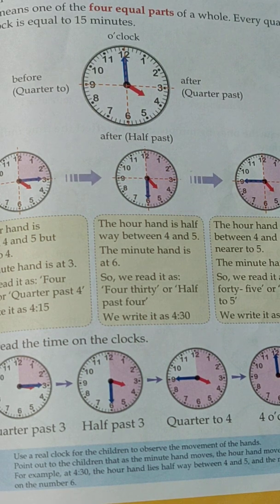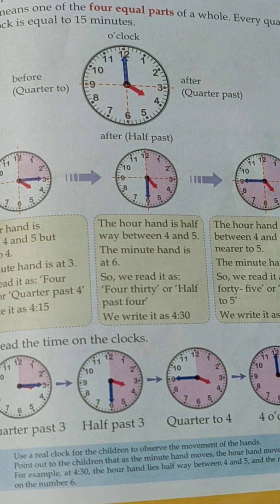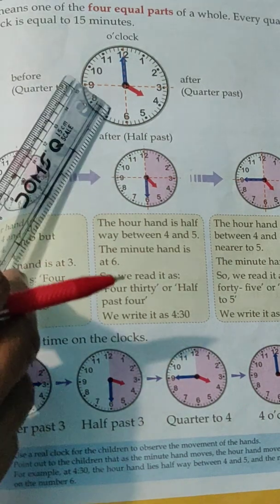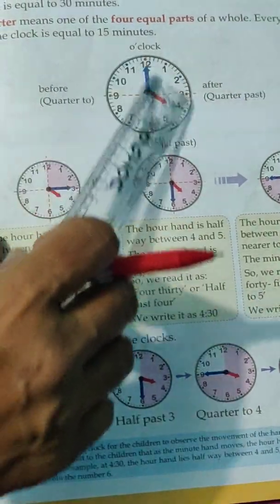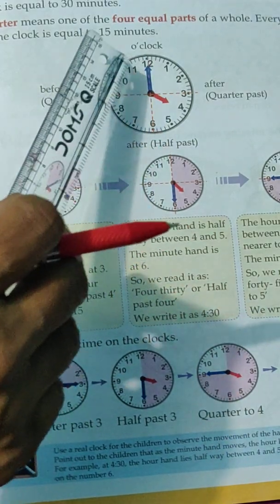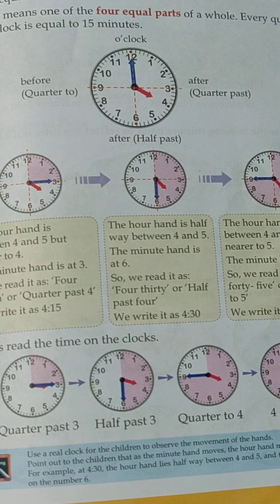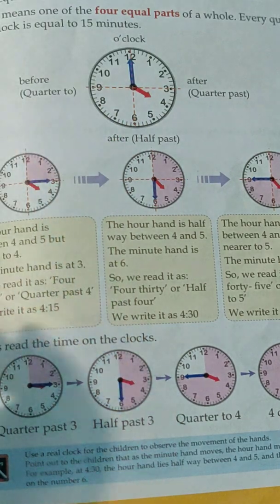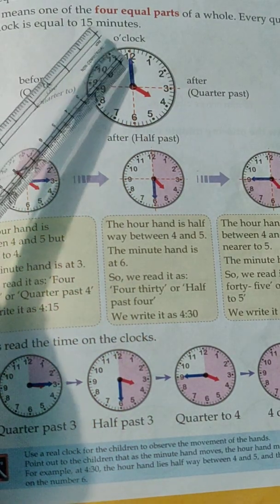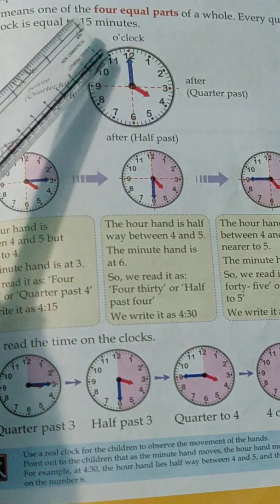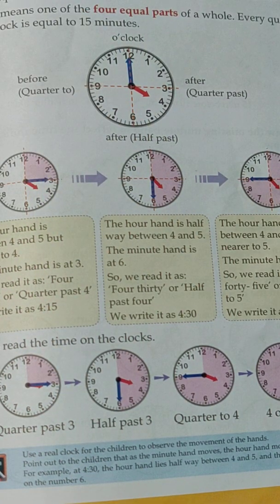Children, you know that half means one of the two equal parts of a whole, and every half on the clock is equal to 30 minutes. Now you see, this is one whole clock, right? There are 12 numbers over there, and the minute hand completes its one round in 60 minutes, right?